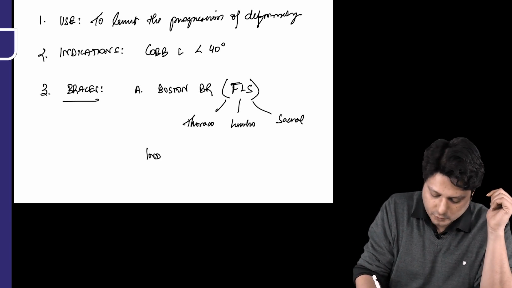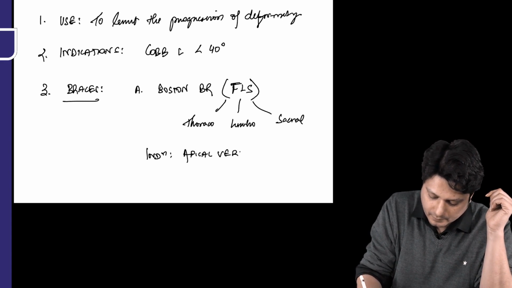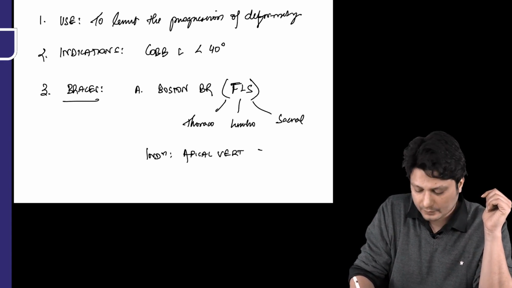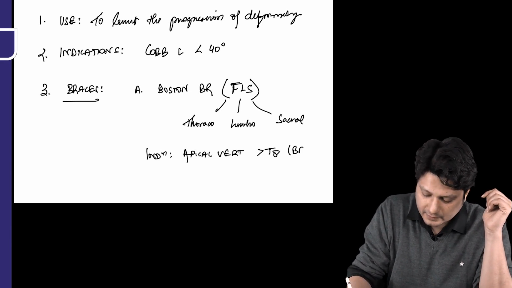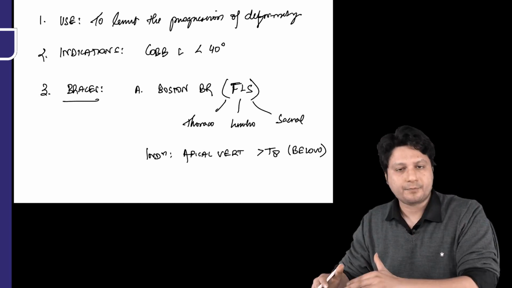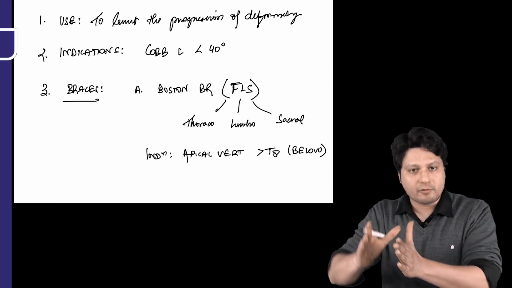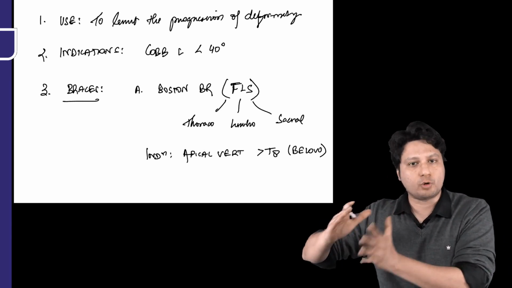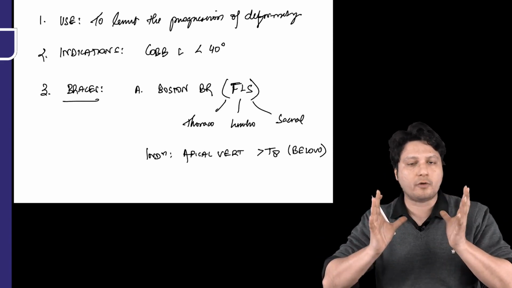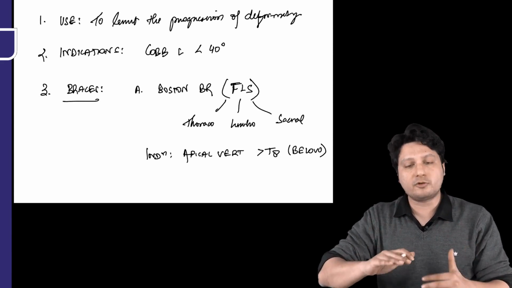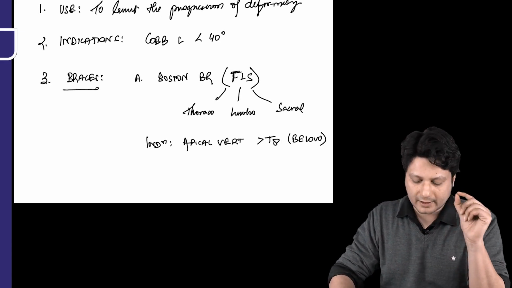The indication of using this Boston brace is when the apical vertebrae is below the level of T8, all right, that means when the apical vertebrae is either T8 or below the level of T8, the Boston brace is utilized. Just use your head. If the apical vertebrae, that means maximally deviated, maximally rotated vertebrae, is lower in the vertebral column, there is no requirement of immobilizing the cervical column. That is why TLS brace is utilized. So that is Boston brace.